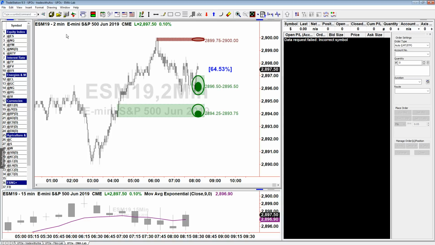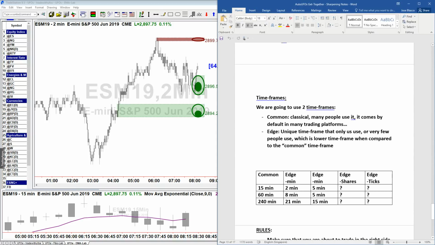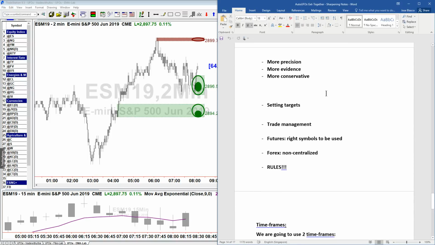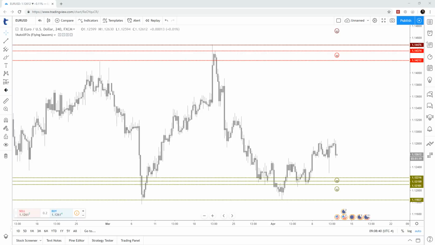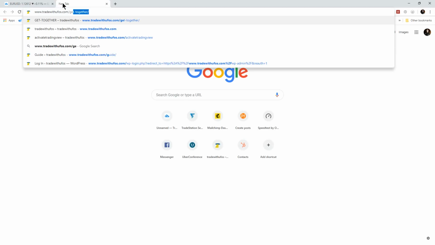Therefore, I will point very quickly at some of the notes that we started putting together last Sunday. Last Sunday, we started talking about short-term trading. In case you are not aware of this, let me show you now. So here is TradingView with our AutoUFOs app for TradingView, and here is Trade with UFOs Get Together.